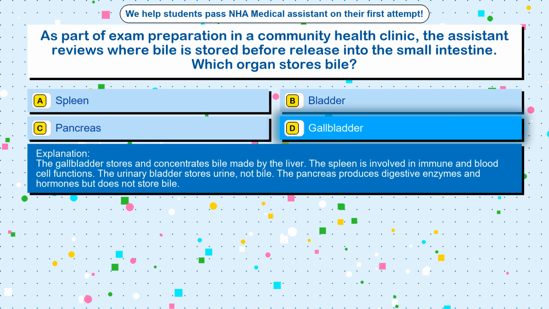Gallbladder. The gallbladder stores and concentrates bile made by the liver. The spleen is involved in immune and blood cell functions. The urinary bladder stores urine, not bile. The pancreas produces digestive enzymes and hormones but does not store bile.